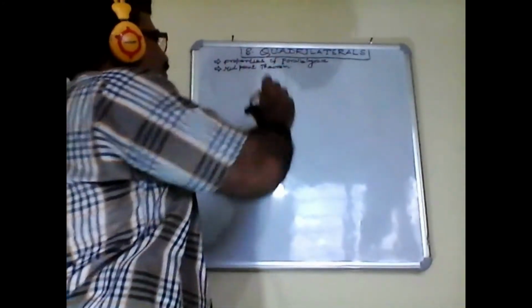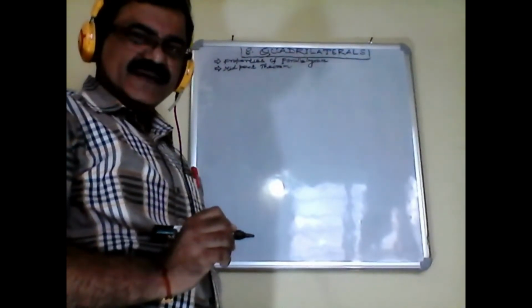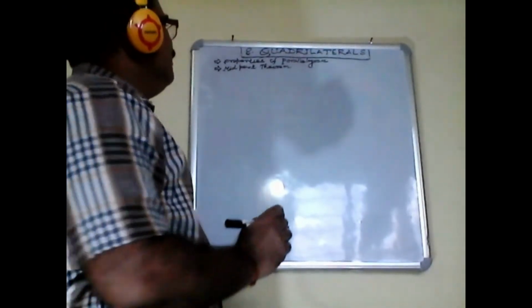Related to this, I want to discuss the TLO, target learning outcomes. First is the properties of quadrilaterals, properties of parallelograms, and the midpoint theorem. One by one we will study.